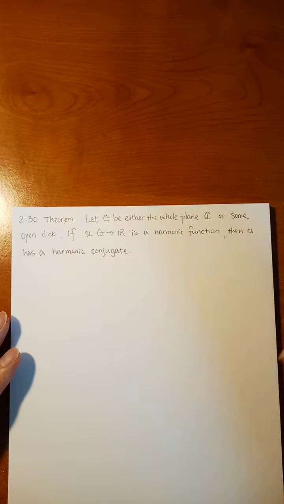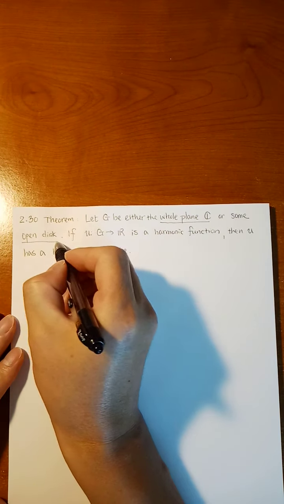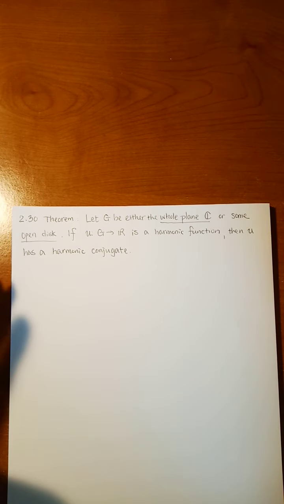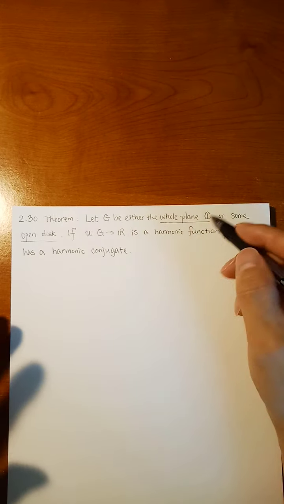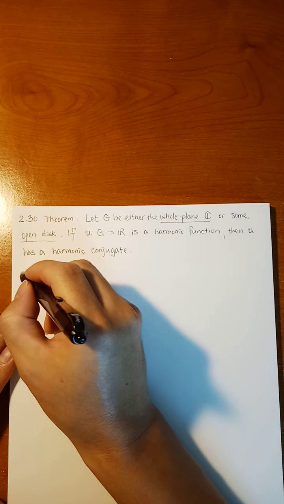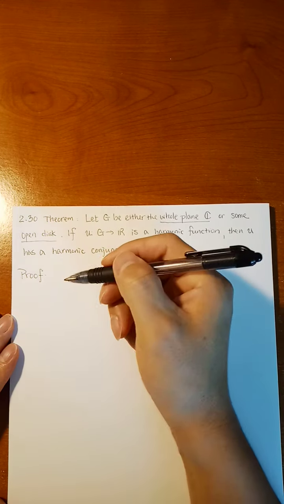Okay, so over these two types of region, either the whole complex plane or an open disk. The complex plane is like the open disk with infinite radius. So basically, this is just one type, disks. Over disks, harmonic conjugate always exists. Okay, now let's see the proof.